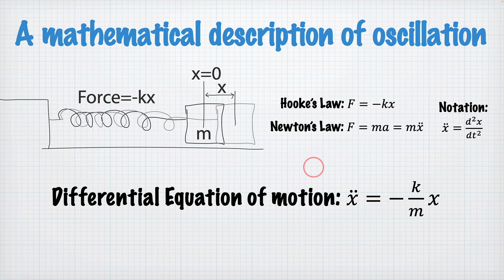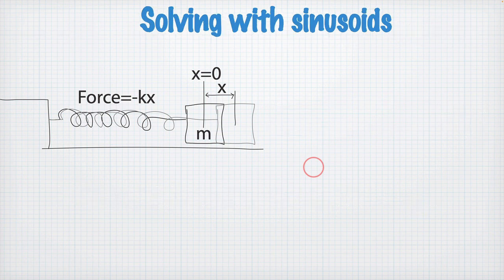This is the simplest equation we have for harmonic motion without damping. So there is no loss of energy in the system. It will in principle oscillate forever once it's set in motion. Now, how do we solve it? Well, let's do it with a sinusoidal function.